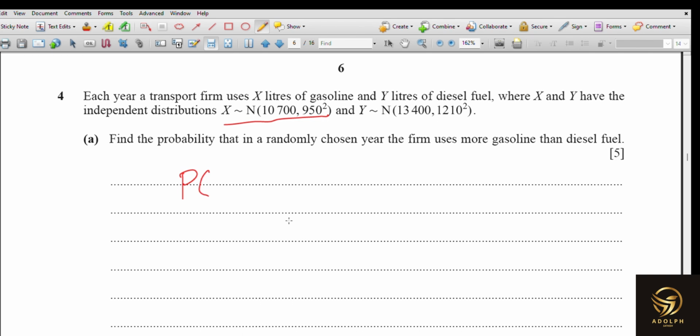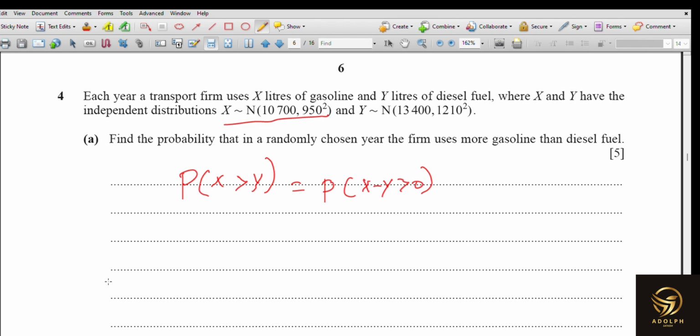It means that they are using more gasoline than diesel, so X greater than Y. How can we write it? The first thing we have to do is write it as a proper inequality. So it's going to be X minus Y is greater than 0. This is the mathematical form, with the variable on one side and the constant on the other side.